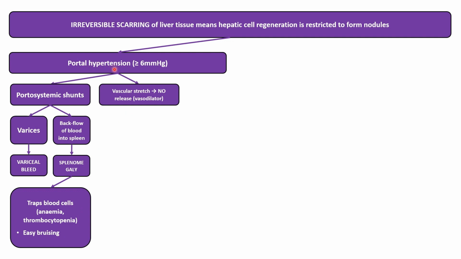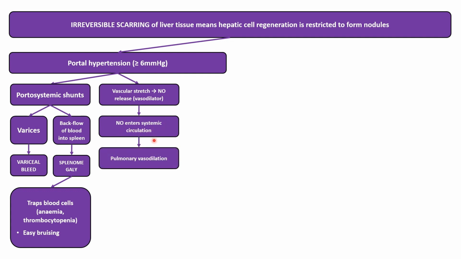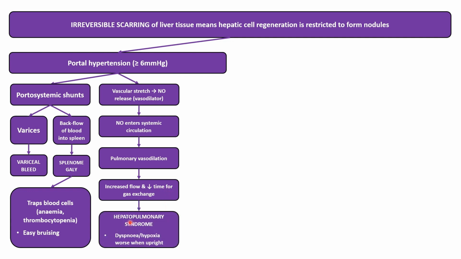So also a result of portal hypertension, there's vascular stretch, and we have nitric oxide release, which is a vasodilator. So nitric oxide enters the systemic circulation, which results in pulmonary vasodilation, so vasodilation of the pulmonary vessels. This means that there's increased flow within those vessels and reduced time for gas exchange, resulting in something called hepatopulmonary syndrome, which can present with dyspnea, hypoxia, and it's also worse when the patient's upright. This is quite a rare complication of cirrhosis, though.